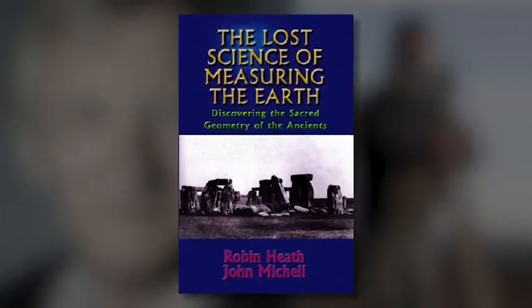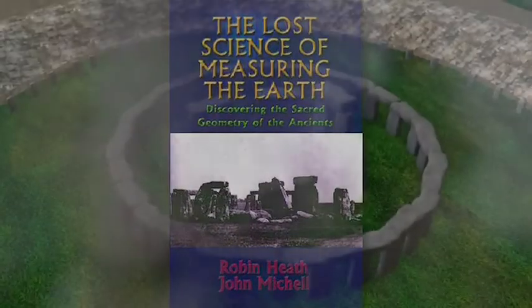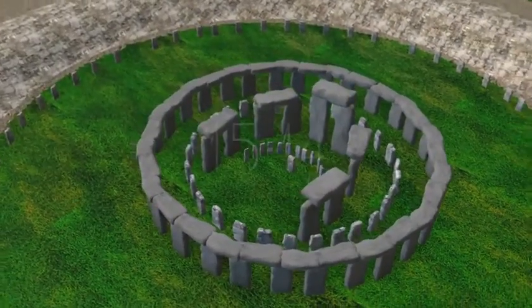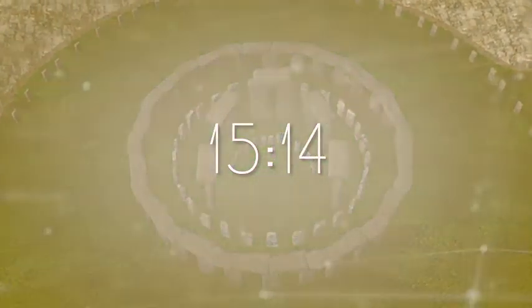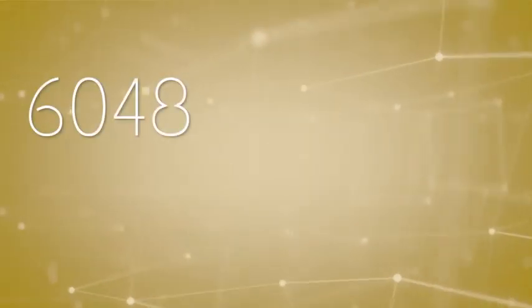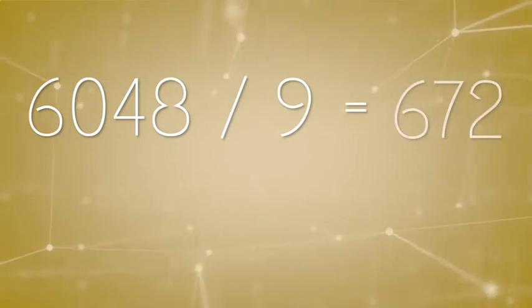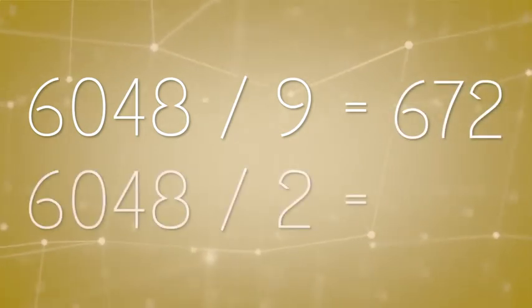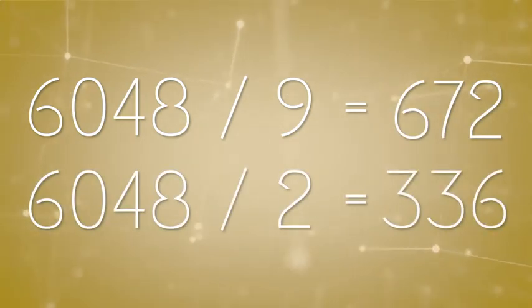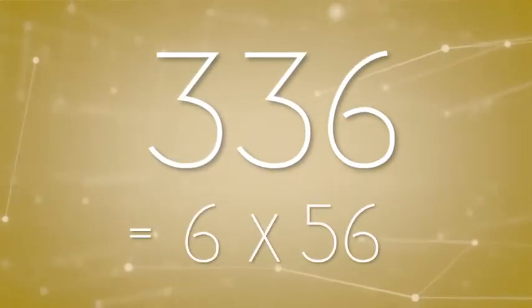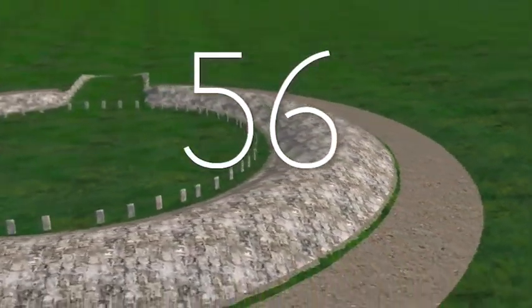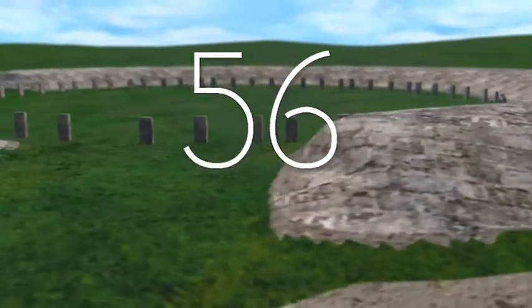In John Michell and Robin Heath's study of Stonehenge, they found that the thickness of the stones in the outer circle compared to the inner circle has a ratio of 15 to 14. Just so we don't feel that this is coincidental, if we divide 6,048 by 9, you get 672, and then by 2, you get 336. 336 equals exactly 6 times 56. And 56 is the number of holes found at the Aubrey Circle at Stonehenge.